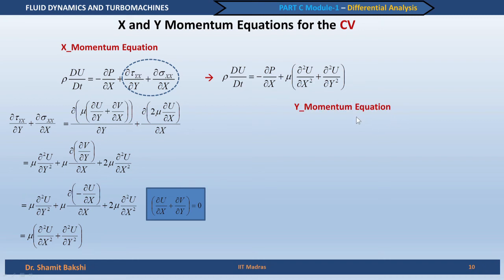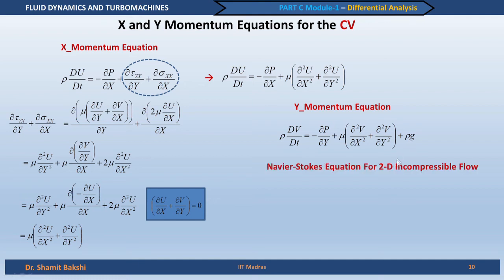In the y momentum equation, similar to this, we can get an expression like this. By replacing the shear stress term appropriately, we get mu into del 2 v del x 2 plus del 2 v del y 2, and rho g is the additional weight component here. So, basically this gives us the Navier-Stokes equation for a 2D incompressible flow in its full form. This equation, as you can see, will allow us to solve for the velocity field and the pressure field. Of course, you can make a note of the fact that we have two equations here, the x momentum equation and the y momentum equation, and we have three unknowns: u, v and the pressure.